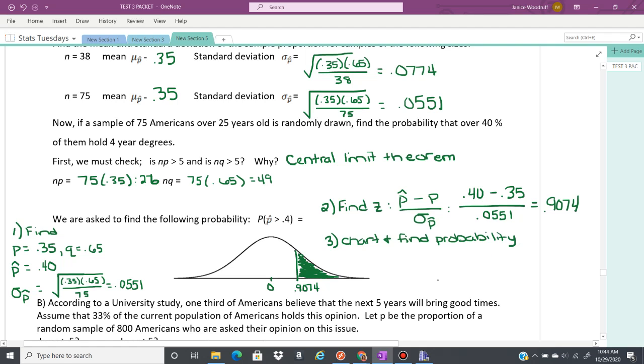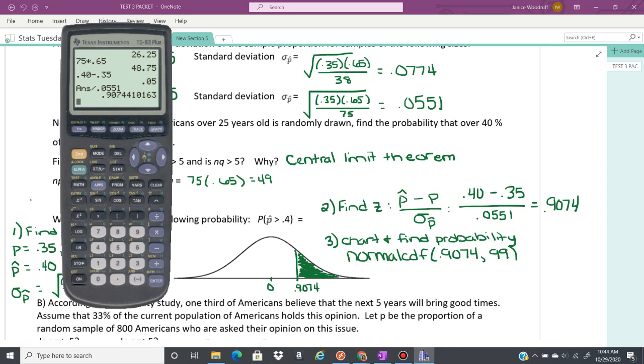Okay, so we're going to find the probability. We can either look this up on the z-chart or we can use normalcdf. Our lower limit will be 0.9074, and then our upper limit, since we're going to the right indefinitely, we're going to use positive 99. If you have the 84, you're going to use a mean of 0 and a standard deviation of 1. So second distribution, normalcdf, and then we have 0.9074, 99, and we're going to get 0.1821.